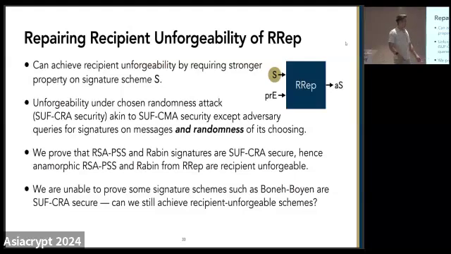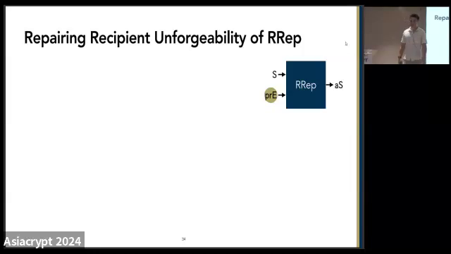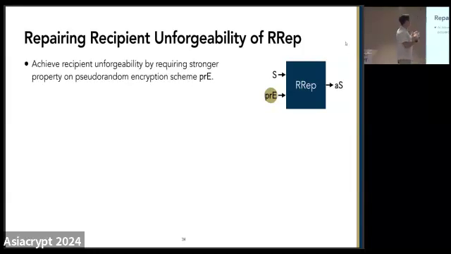However, this leaves open other schemes like Boneh-Boyen, which was considered by KPPYZ. So we aren't able to prove that these achieve the chosen randomness security. So can we still get recipient unforgeable schemes? The answer is yes, with our next result. In particular, we can immunize now our pseudo-random encryption against the method that the attack used.